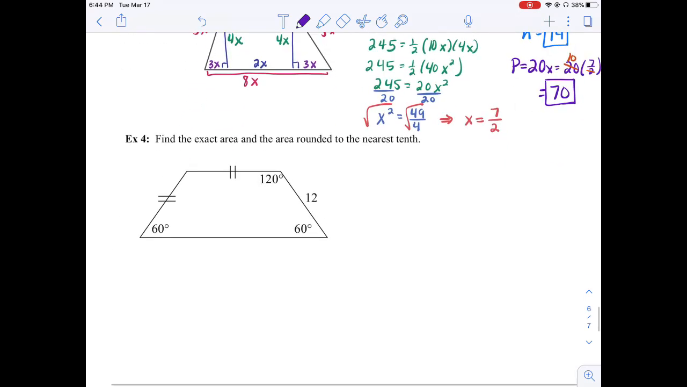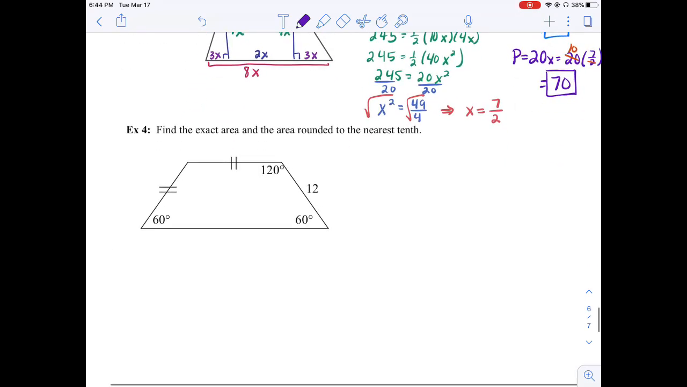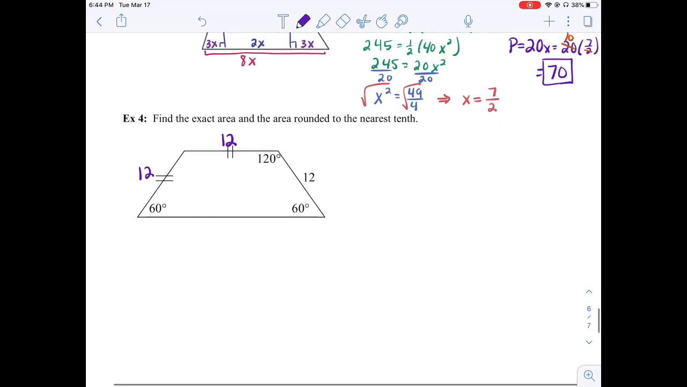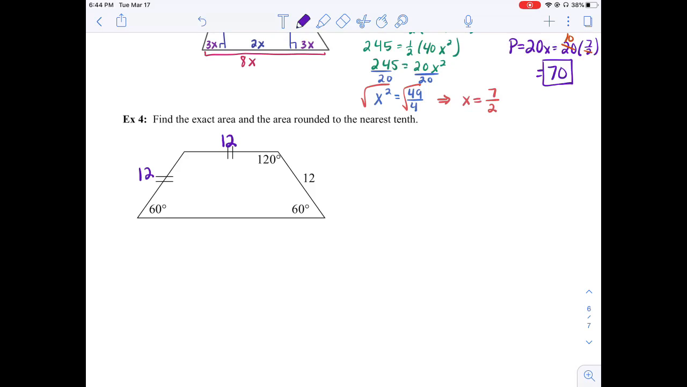All right, example number 4. With example number 4, here's a couple of things that we have going on here. I know a side is 12, and I know both base angles are 60. That means that this is an isosceles trapezoid. So that means that this side is 12, and it also tells us it's congruent to my upper base, that's 12. For my area, I don't know the lower base and I don't know the height. So we need to find base 2, and then we'll need to find the height.